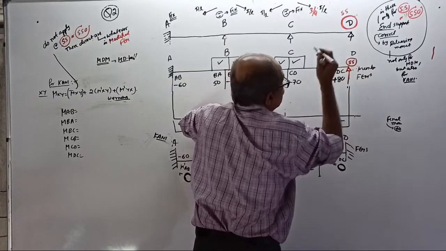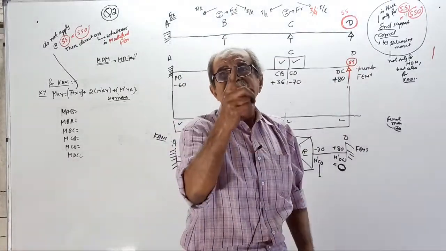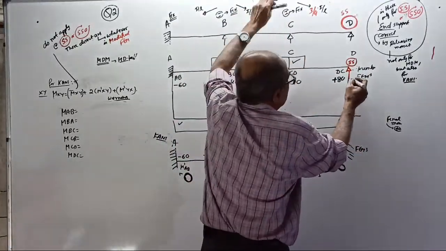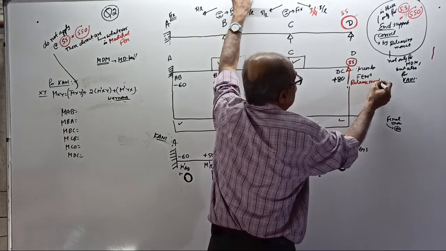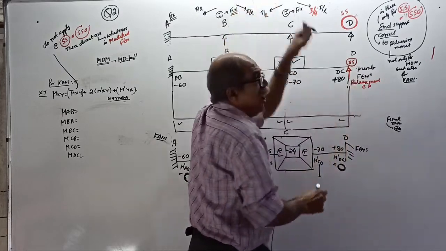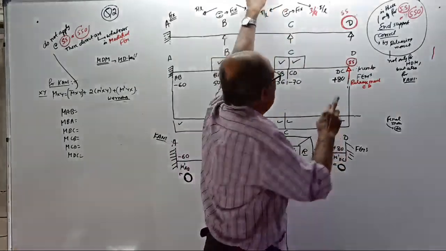Simple support it is. Okay, start. FPM. First step is release the moment. First step is release moment at simple support D, or release unbalanced moment for overhanging case. Only one member is there.